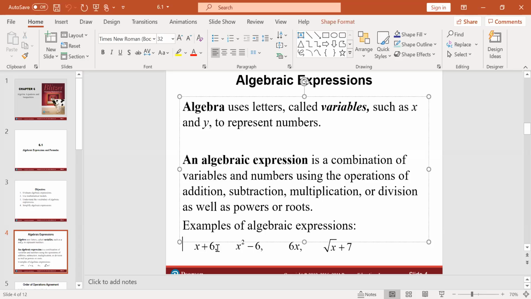So here are some examples. X plus 6: whatever x is, whatever this unknown value is, we're adding 6 onto it. Here we're squaring it and subtracting 6. Here we're saying 6x, which is our way of saying 6 times x. You have 6 of those x things, whatever they are.